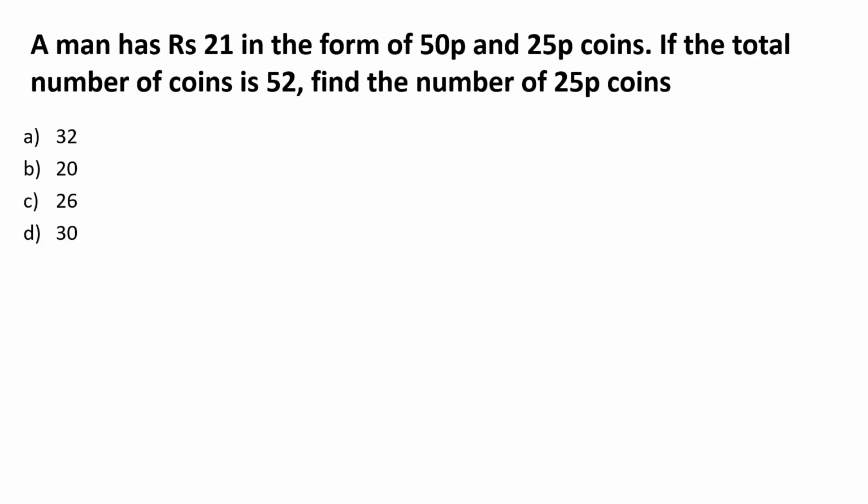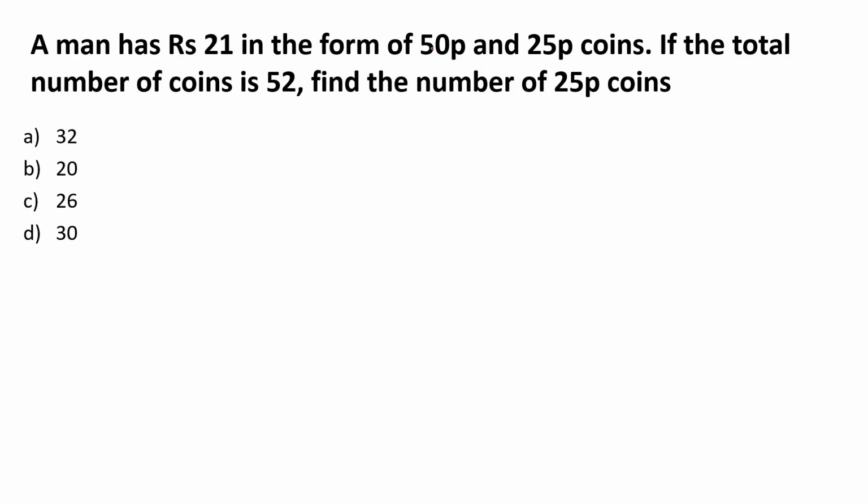A man has 21 rupees in the form of 50 paisa and 25 paisa coins. If the total number of coins is 52, find the number of 25 paisa coins. The denomination of coins are 50 paisa and 25 paisa. There are 52 coins altogether. There are 2 types of coins, the number of coins is 52 and the amount is 21. We need to find the number of 25 paisa coins.